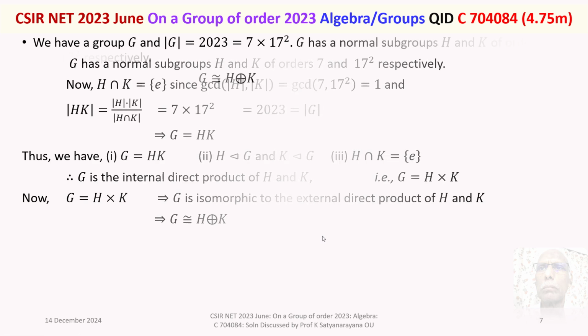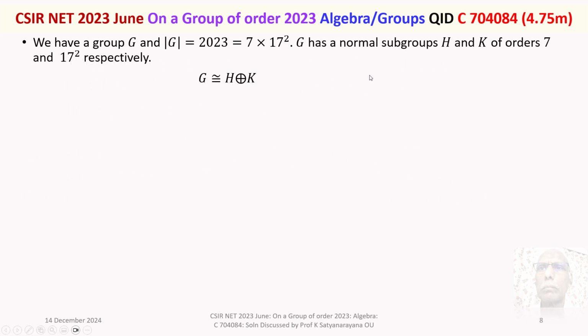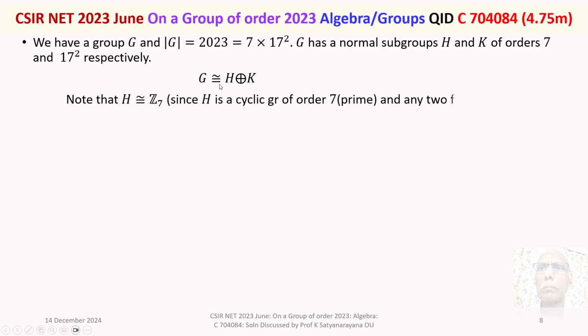Agreed. Now we go on to the next slide, and this is what we have done so far. G is isomorphic to the external direct product of H and K. Now what is H? The order of H is 7. 7 is a prime. Every group of prime order is cyclic. Therefore, H is a cyclic group of order 7, and therefore it's isomorphic to Z7. So now H is isomorphic to Z7.